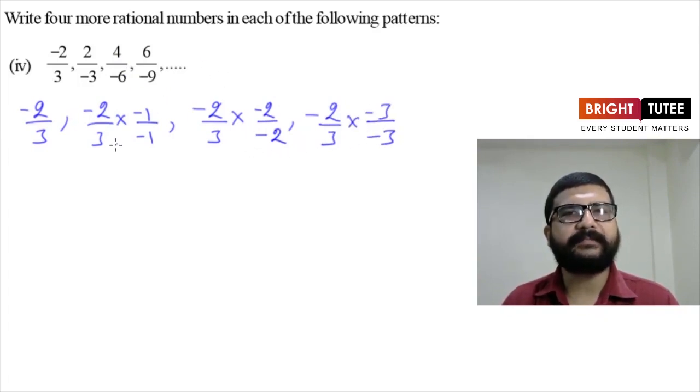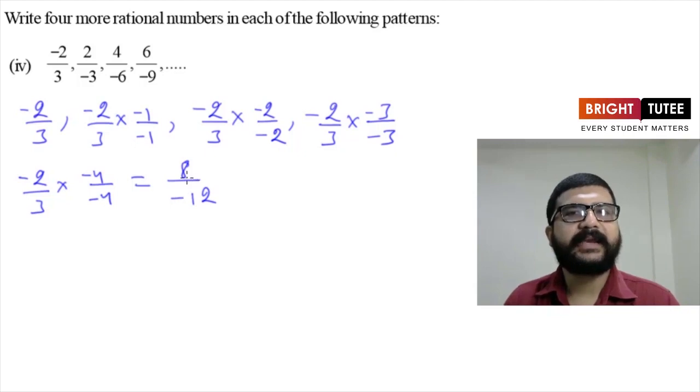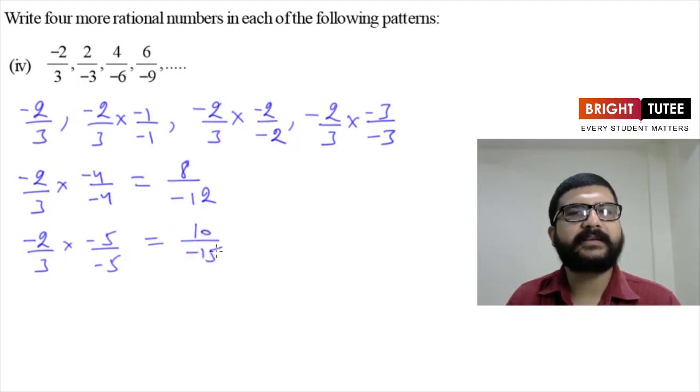Now what will be the next number? We have to tell that. It will be minus 2 upon 3 into minus 4 upon minus 4. Now this gives us 8 upon 3 into minus 4, that will give us minus 12. So the next number is 8 upon minus 12 and then it will be minus 2 upon 3 into minus 5 upon minus 5. Now this is equal to 10 upon minus 15 and then it will be minus 2 upon 3 into minus 6 upon minus 6.